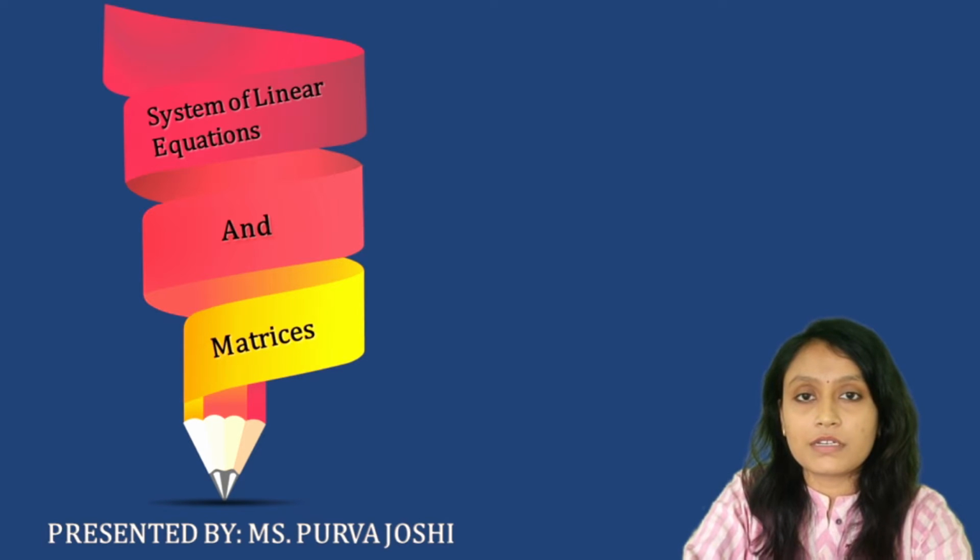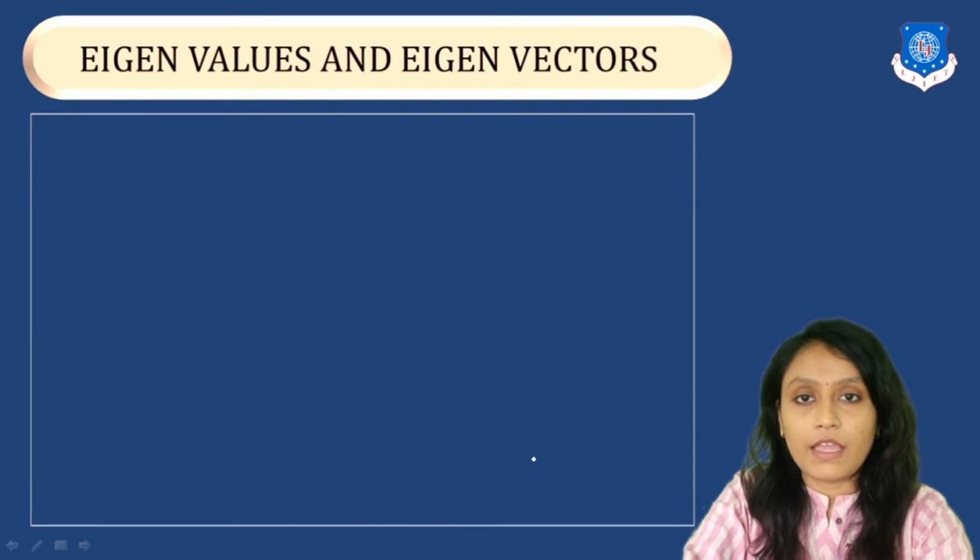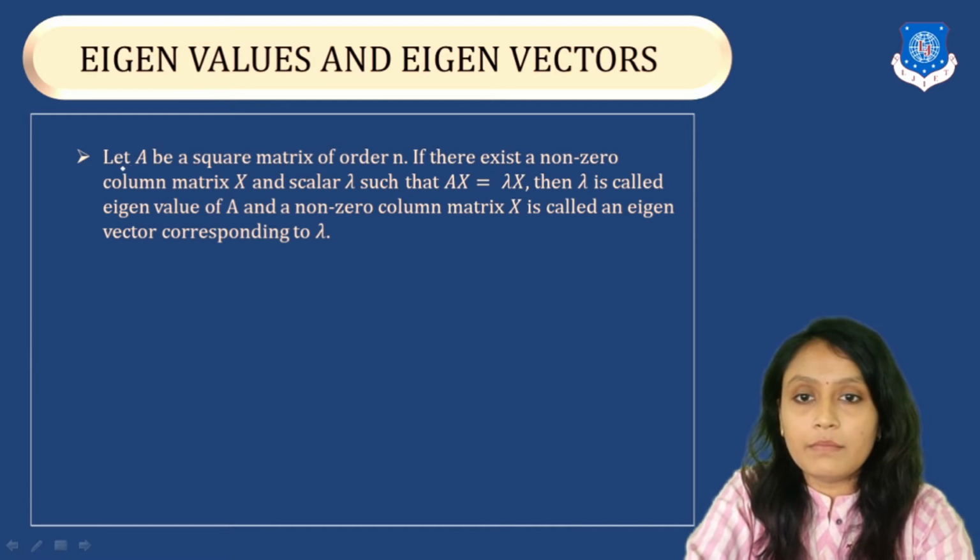Today we are going to discuss a few more topics of system of linear equations and matrices. So let's begin with the first topic, that is eigenvalues and eigenvectors. Let A be any square matrix. Here we are considering a square matrix of order n.